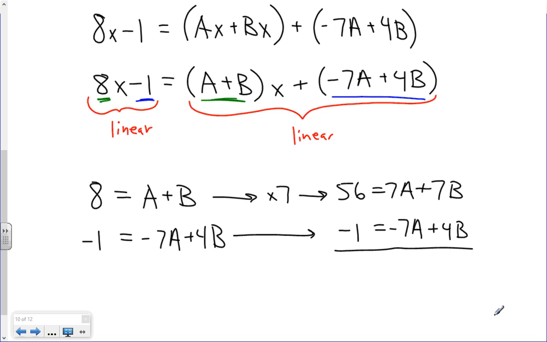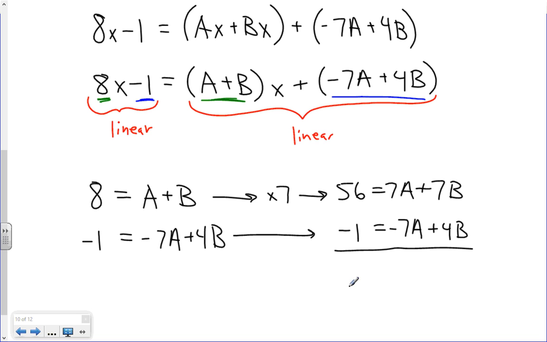And again, the only reason I chose this way is because the 7a in the second equation was already negative, so I could just multiply by a positive 7 in the first equation to eliminate that value. But you could choose to eliminate the a or the b, and you can multiply either equation by whatever quantity you wanted to do that. So what do we end up with?